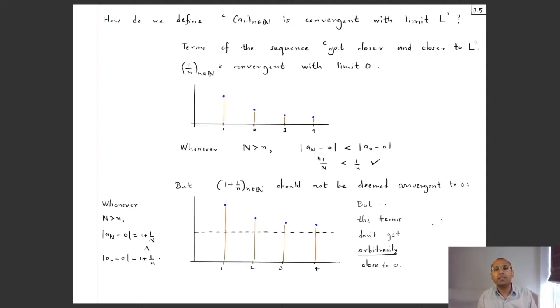And indeed, in this case it seems to work out, because when capital N is bigger than little n, then this quantity is just 1 by capital N, and that is certainly less than 1 by little n, which is this quantity.